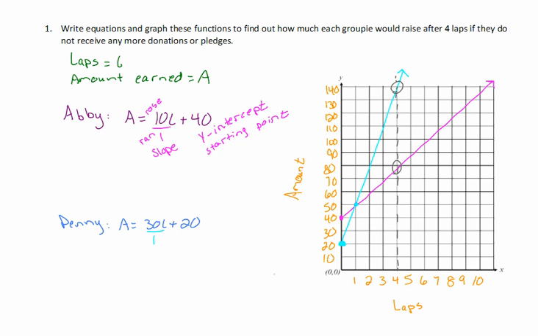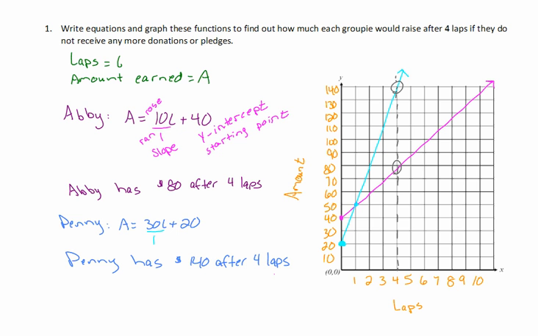So I'm going to say Abby has $80 after 4 laps, and Penny has $140 after 4 laps. So notice I didn't have to do any plugging in and solving there. I could just quickly look at that graph and get that information. And again, using that ruler really does help me, because if I didn't, my line might have been a little bit off and it would have been hard to see.